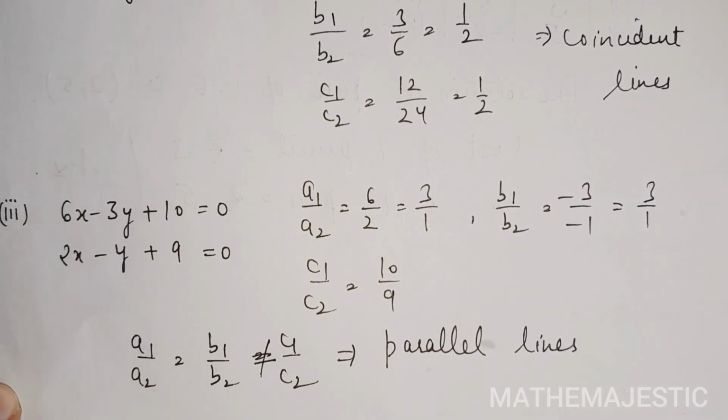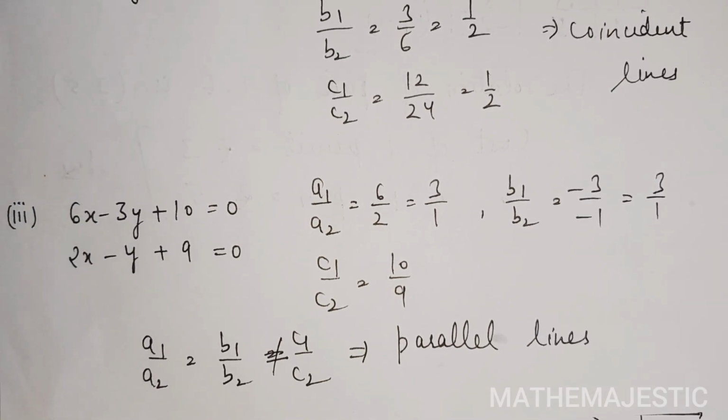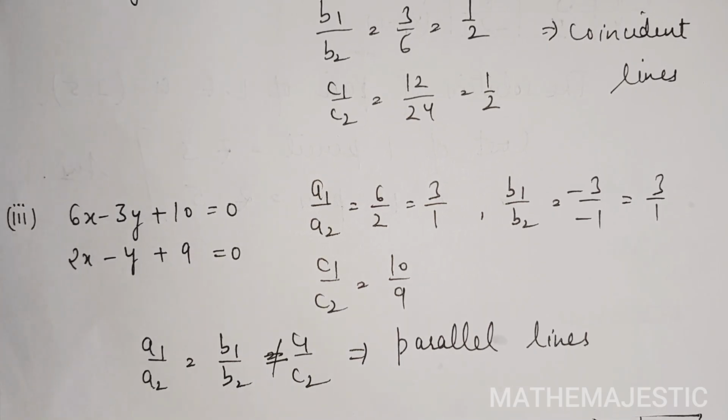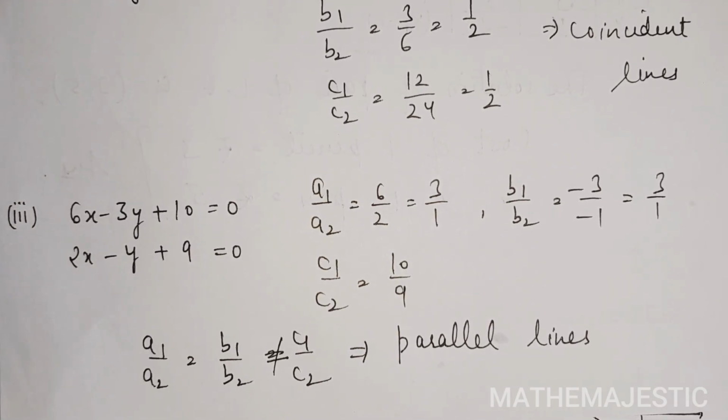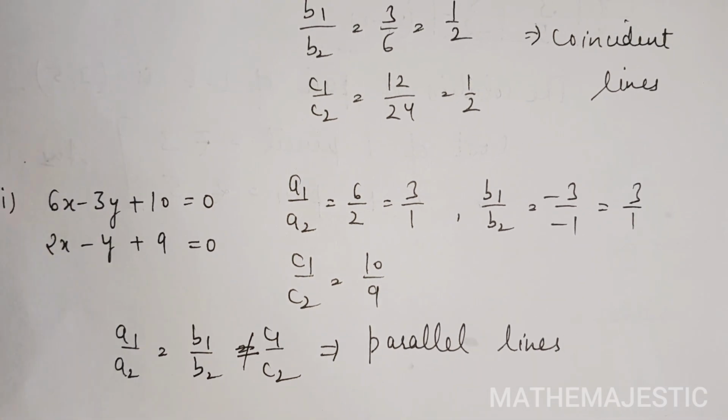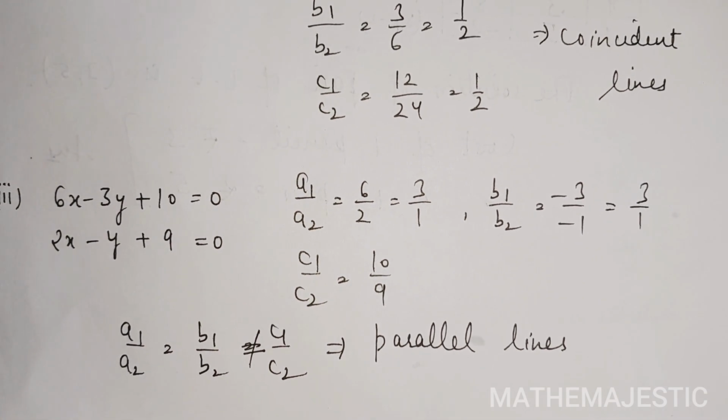So we have talked about consistent and inconsistent systems of equations also. In the first two cases we got intersecting lines and coincident lines, so in that case we get a consistent system of equations, and in the third part we get parallel lines, which means there is no solution because they will never meet. Okay, so this is question number 2.